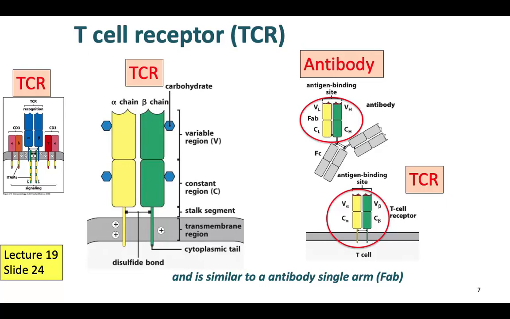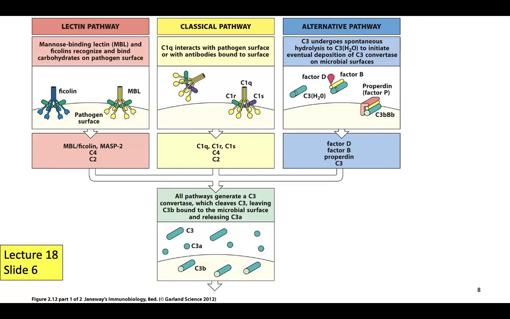Okay, let's move on to another important topic, the complement system. As you all know, the complement system is one of the innate immune responses against pathogens. It has three pathways: lectin, classical, and alternative pathways. Here too, what you need to remember is what initiates these pathways. Look at the lectin pathway first. It can be initiated by two molecules, ficolin and MBL, or mannose binding lectin. The classical pathway can be initiated by C1 molecule, where C1 binds to an antibody molecule which has already captured an antigen on the bacterial surface.